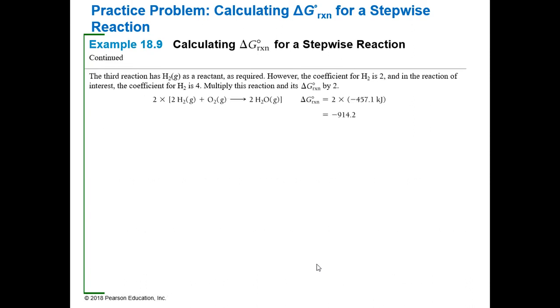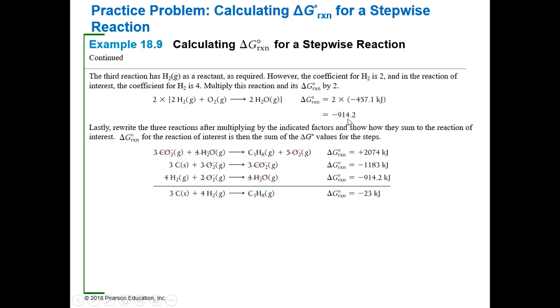The next step, they need to multiply the bottom reaction by 2. So multiply H2, there's 2 of them, by 2, multiply the O2 by 2, multiply water by 2, and multiply delta G by 2. So you should get negative 914.2. So here we go. They multiplied everything through. Everything's there. They got their delta G values.